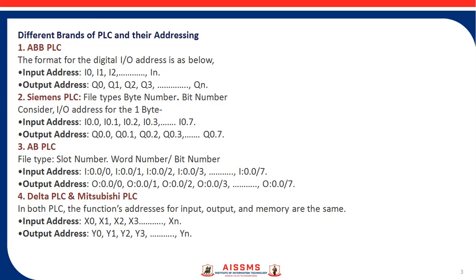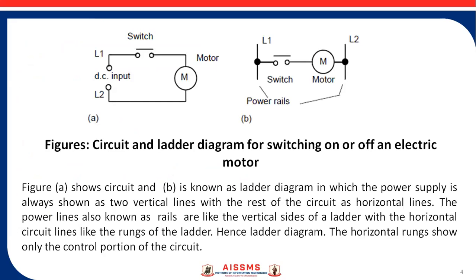Let us see for Allen Bradley PLC. It is slot number, file type, colon, slot number, dot, word number, slash, bit number. So for 1 byte I/O address, for input address I:0.0/0 and the last address if it is 1 byte I:0.0/7. Similarly for output it is O:0.0/0 up to O:0.0/7. Then for Delta and Mitsubishi PLC, the input address is given as X0, X1 and so on up to Xn. Whereas for output, it is to be written as Y0, Y1, Y2, Y3 and so on.